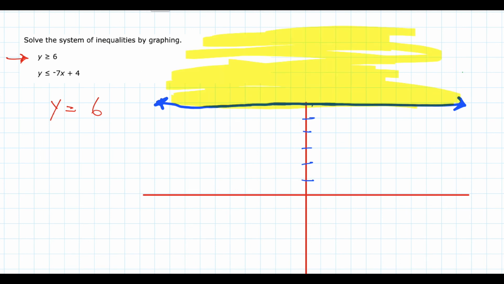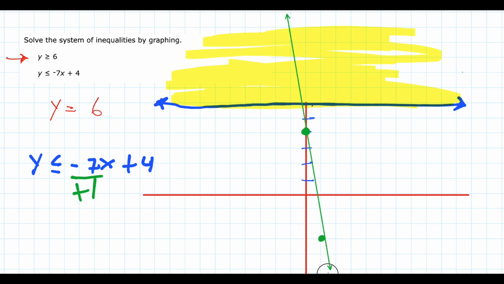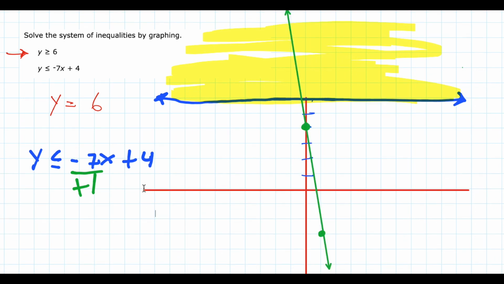One down. So I have y is less than or equal to negative 7x plus 4. We're going to plot the positive 4. Good. So up 4? Yes. 1, 2, 3, 4. And then we're going to go down 7 and to the right over 1. So down 7: 1, 2, 3, 4, 5, 6, 7. Over to the right 1. And it's going to be a solid line. All right, so they're both solid.